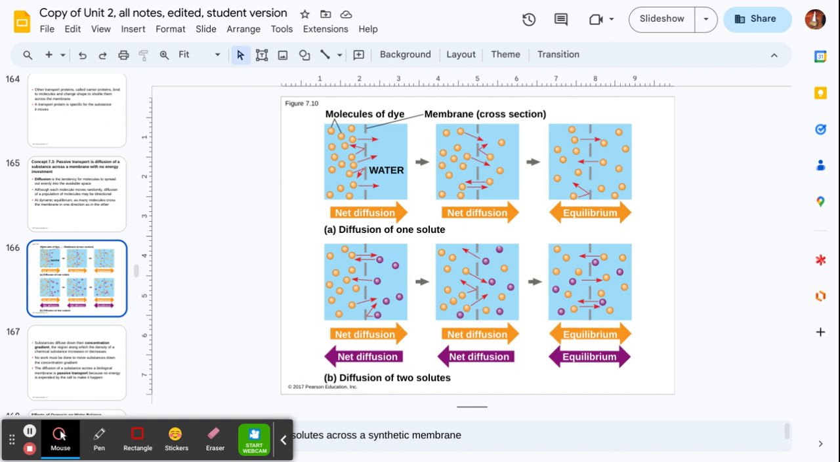So here, now we have a membrane. And we're just showing the molecules moving. And you can see that over time, they hit what we call equilibrium. So there's really equal numbers on both sides. And then if you have two solutes, again, that will impact the space available. So the solutes will also move, and they'll try and get as far away from each other as they can.